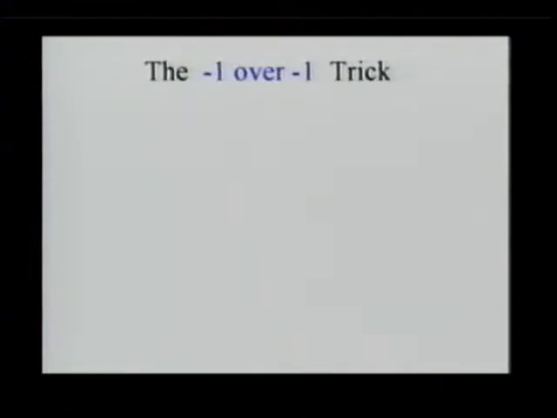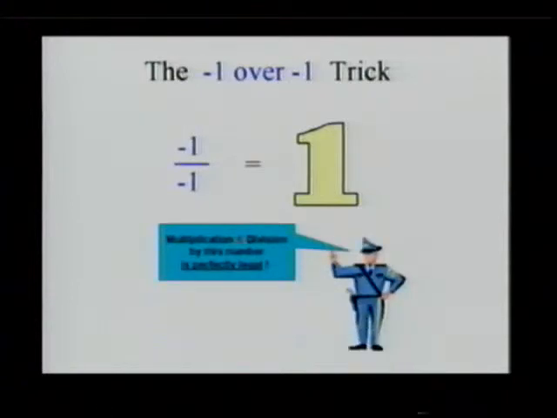Okay, now there's a little bit more to this. Your old buddy, the -1 over -1 trick. Let's take a look at it. Sometimes it gets weird. What is -1 over -1? What did I tell you? Anything over itself is 1, even the negative ones. Okay? It's perfectly legal to divide by that number, even though it's negative, as long as it's the same thing over the same thing. Okay? So how are we going to use this?